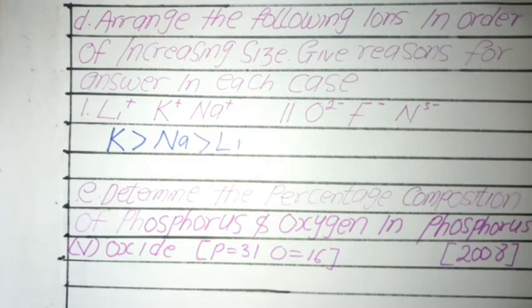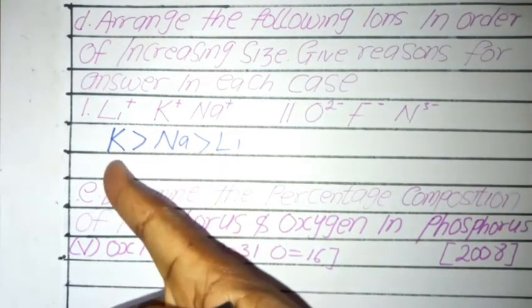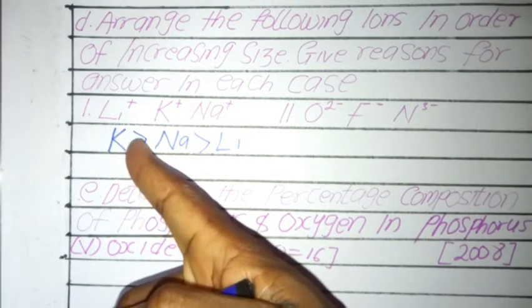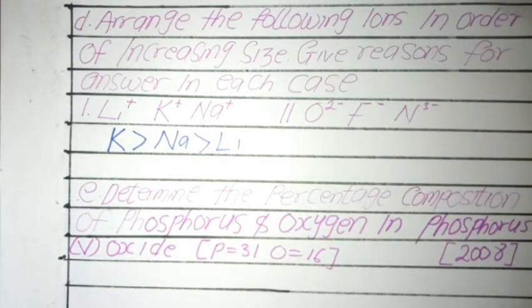In going down the group, new shells are added to a particular element. That's why the size increases. But across the period, the same number of electrons enters a shell. By going down, new shells are added. So the reason why potassium is larger than the rest is because it's down the group, and in going down, new shells are added. So that's for this.